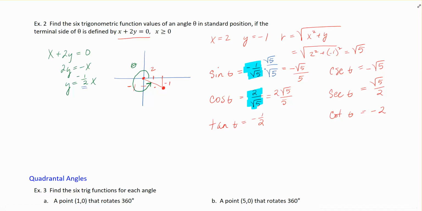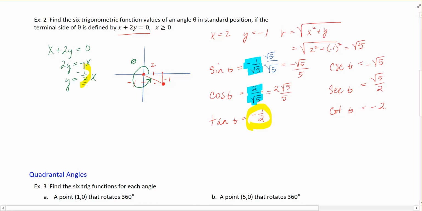One thing I do want to point out to you, notice that the tangent of theta, which is negative 1/2, it's not a coincidence that it is also the slope of my line. Something to think about as we move on eventually into calculus.